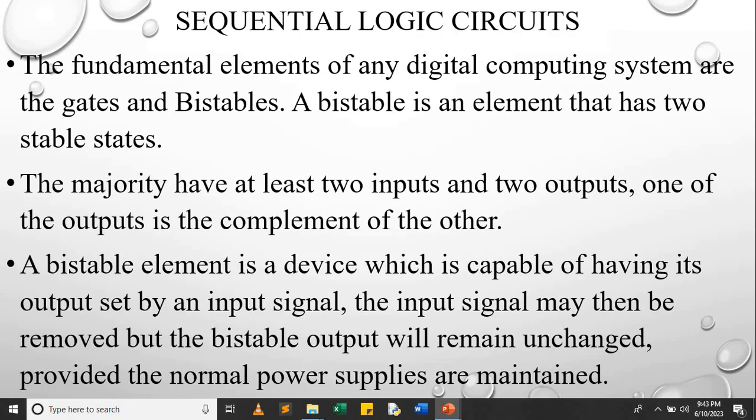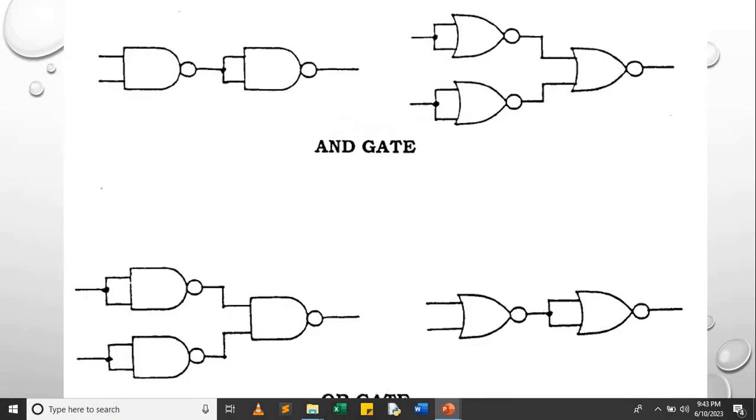I think we can stop there. Next time we shall look at sequential logic circuits.